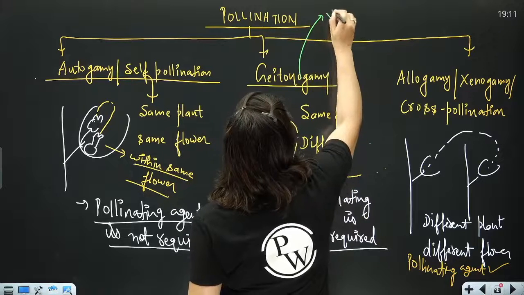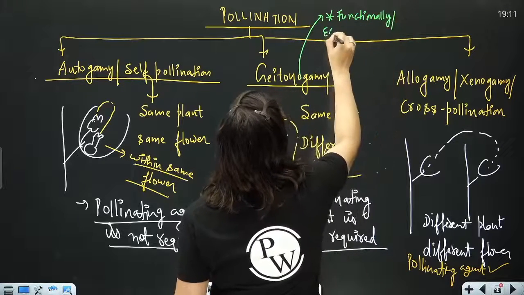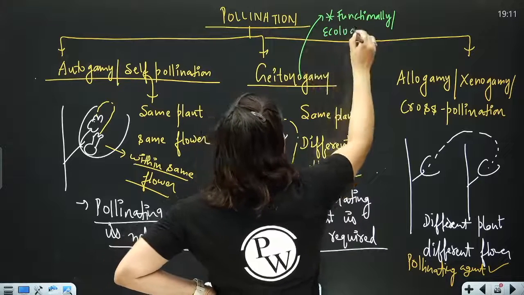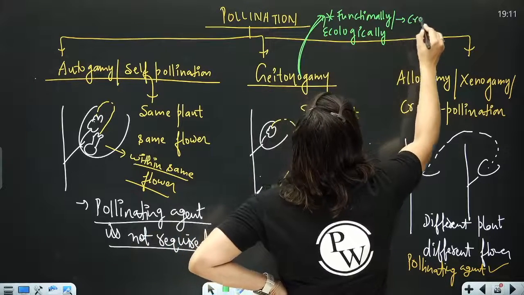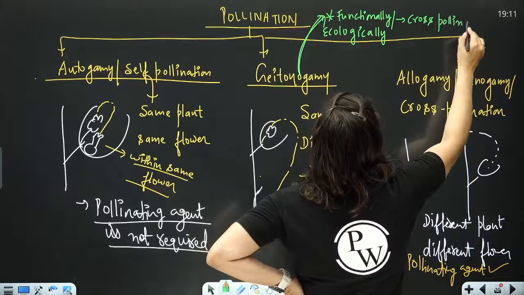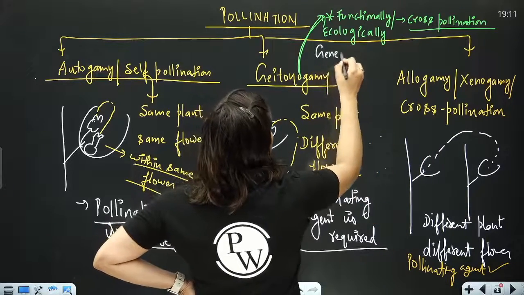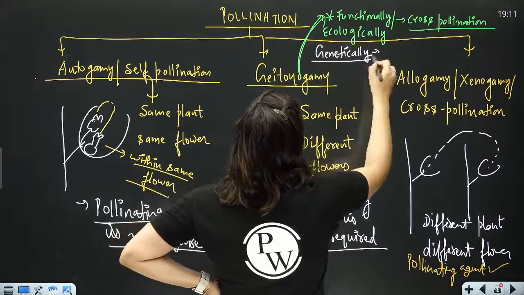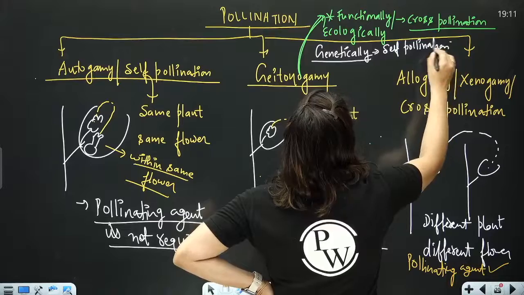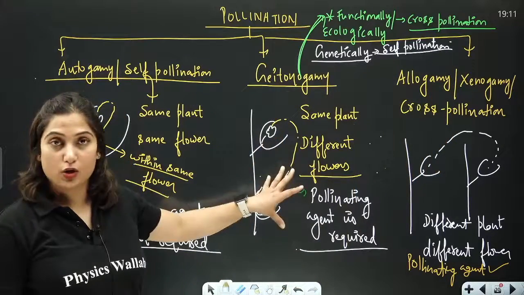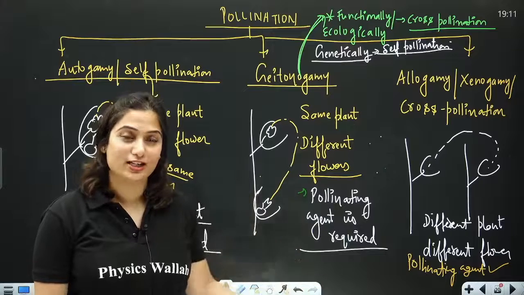Now what is important about geitonogamy? A very important line, that geitonogamy is functionally or ecologically cross-pollination. Why? Because a pollinating agent is required. It is not occurring by itself. But genetically, geitonogamy is self-pollination. Why? Because the same plant is involved, and the genetics of the pollen grain will be similar to the genetics of the carpel. So genetically, geitonogamy is self-pollination, but ecologically it is cross-pollination.